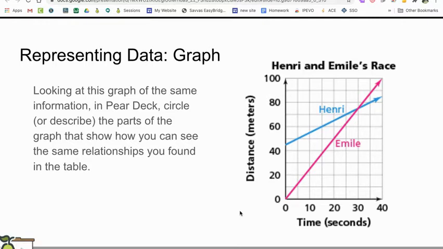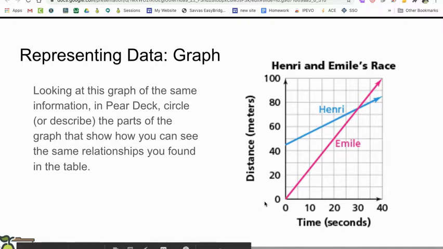Looking at the graph here, how can you see the same information in the graph? On the Pear Deck, you can circle where you see things, or if you type the letter T, it will allow you to text and write whatever you want in words. Describe or circle where you can see the same information. How can you tell that Henry has a head start? How can you tell where they both meet? And how can you tell who is ahead at the end? You can pause the video, take a look.